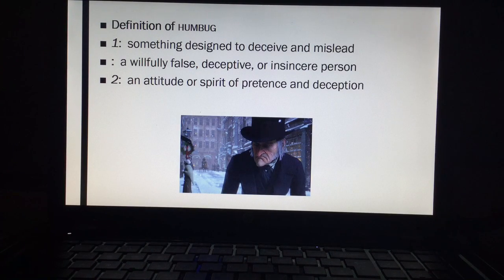Now he reacts to the charity and to a couple of people with bah humbug, one of his famous sayings. Again, we should be looking at that from an analytical standpoint. Now, humbug is something designed to deceive and mislead. A wilfully false, deceptive or insincere person, an attitude or spirit of pretense and deception. Now, again, in terms of interpretation, it's entirely up to you. There's perhaps two things at play here. Either Scrooge reacts to people like that because he thinks they are deceptive and misleading and insincere. Okay, which is why he perhaps says that.